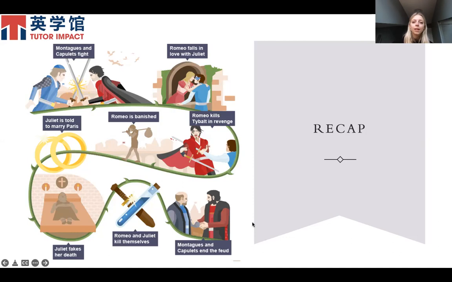I really hope this has been interesting. And as I said, I'd really recommend reading the plot in full online, or if you can, seeing the play live. It's really interesting to watch. And it's, as I said, one of Shakespeare's most well-known pieces.